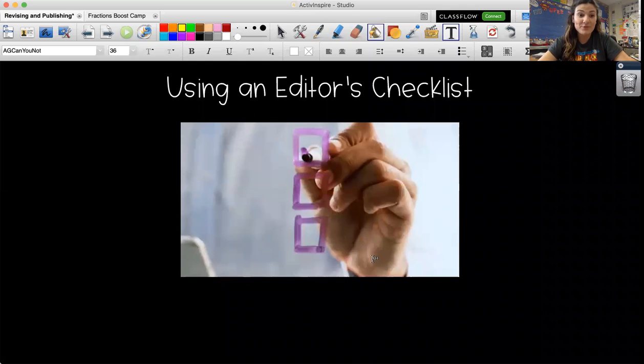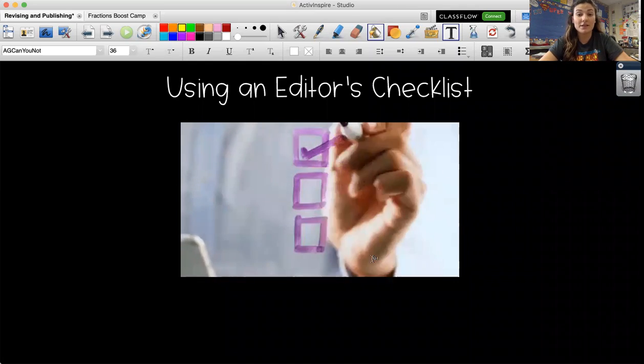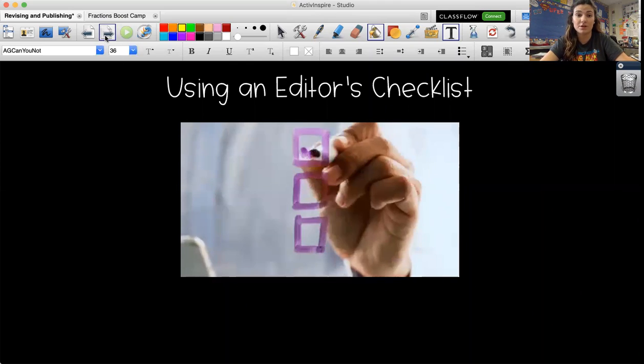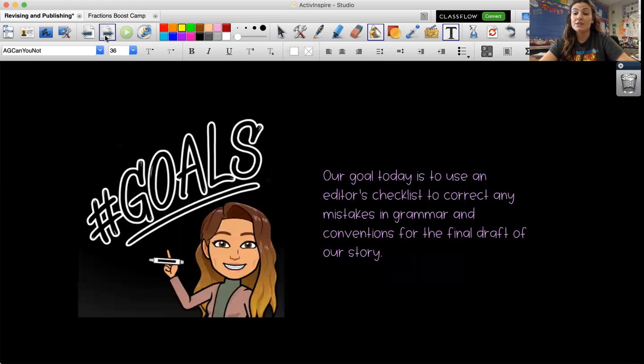Happy Wednesday, fourth graders. Today in our writing lesson, we are going to be talking about using an editor's checklist to go through our story. So our goal today is to use that editor's checklist to correct any mistakes in grammar and conventions for the final draft of our story, which is due, when is it due? Hopefully you said this Friday, October 2nd.